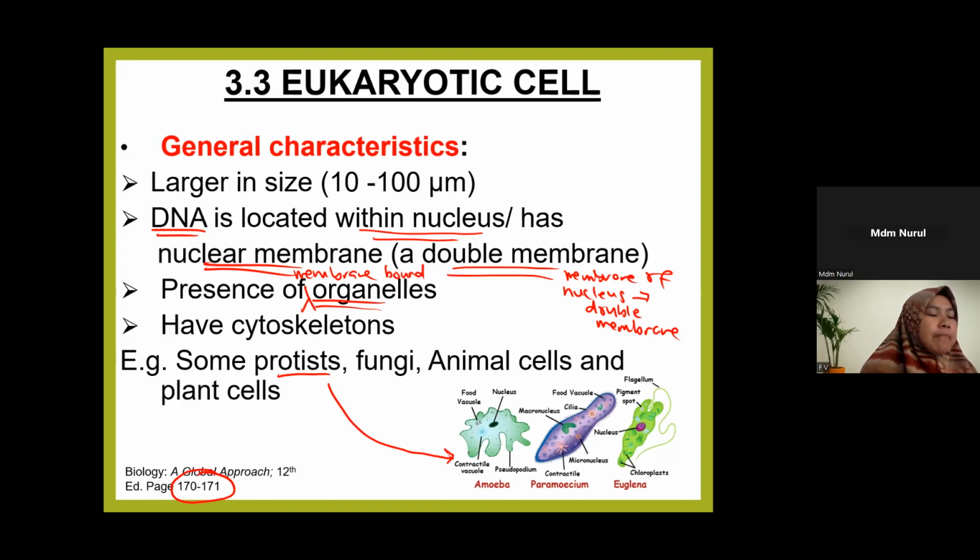Dan, okay, paramecium bentuk macam tapak kaki, amoeba bentuk dia macam merapu-gapu tu, bentuk dia amoeba, right? Euglena bentuk dia macam apple tapi panjang sikit. Macam tu, dan dia ada flagella. Okay.